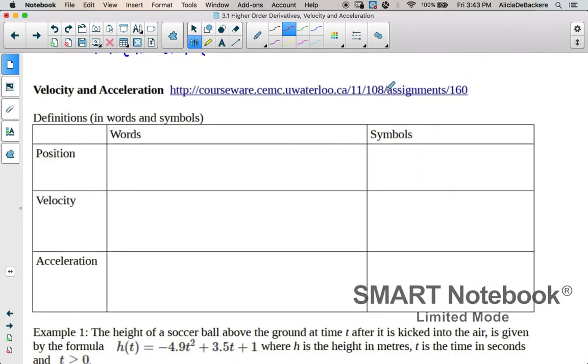All right, the next thing we're going to talk about is velocity and acceleration. I'm going to pause the video here and start a new one.